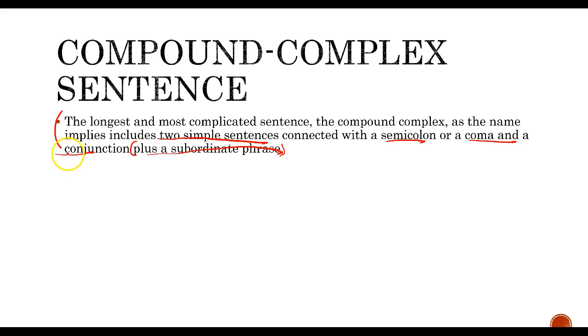This sentence right here, notice how it's very, very long. It's actually a simple sentence though. It's not a compound complex sentence. The longest and most complicated sentence, the compound complex, this is actually the subject, as the name implies, includes two simple sentences connected with a comma and a conjunction. So here's our verb. So this particular sentence here is a simple sentence, even though it's very long, it only has one subject and one verb. But that's a little bit beside the point.